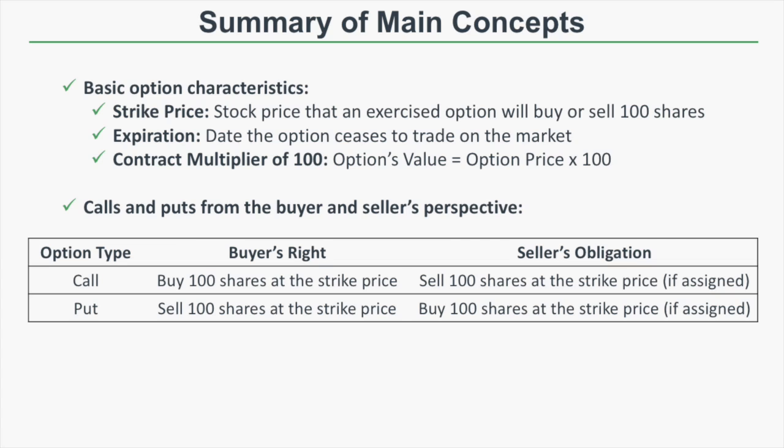And in terms of calls and puts from the buyer and seller's perspective, remember that from the buyer's perspective, a call option represents the right to buy 100 shares at the strike price, and for the seller, it represents the obligation to sell 100 shares at the strike price. Now for puts, the put buyer has the right to sell 100 shares at the strike price, while the put seller has the obligation to buy 100 shares at the strike price if they're assigned. Lastly, remember that calls rise in price as the stock price increases and fall as the stock price decreases, whereas puts increase in value when the stock price falls and decrease in value when the stock price rises.